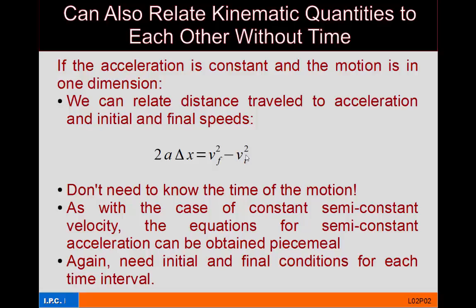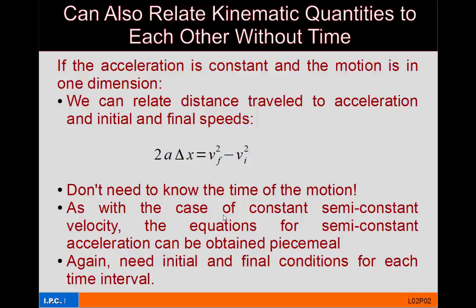combine like terms. And what you end up getting is an equation that says that 2 times the magnitude of the acceleration times the distance traveled should be the difference of the squares of the final speed minus the initial speed. So it turns out that you don't need to know the time in order to know how far something has traveled, as long as you know what the final speed is, what the initial speed is, and what the acceleration is.